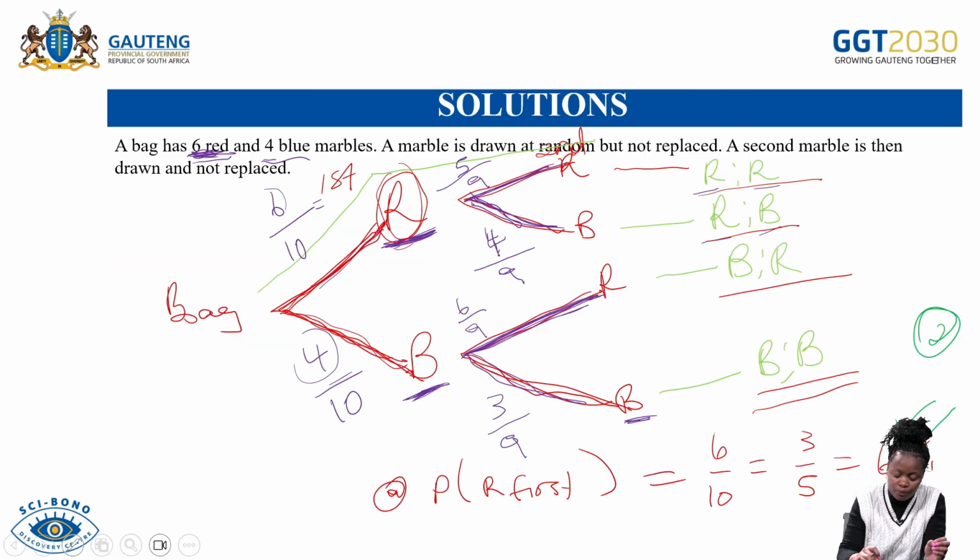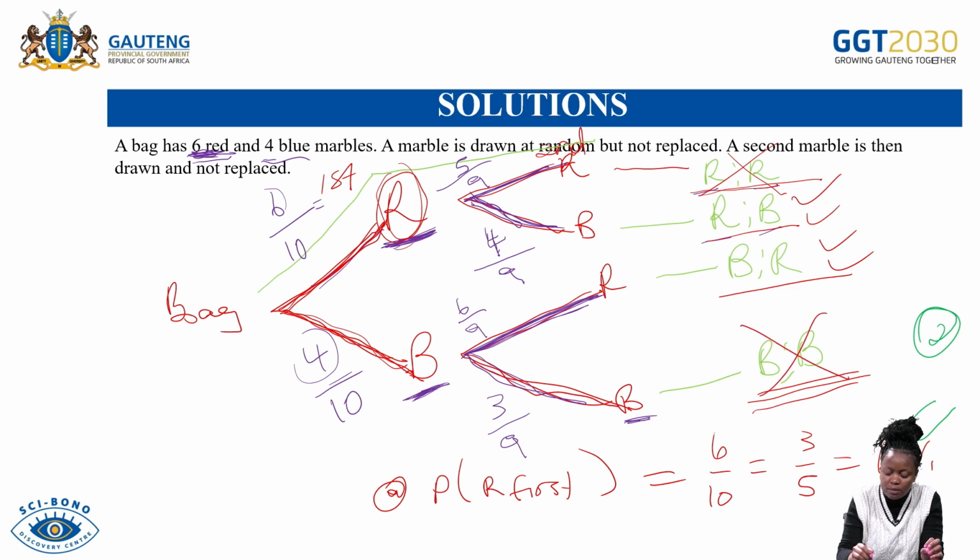So you check your tree diagram, you can see that this one is red and red, so this one is out, and then you have red and blue. This is what we're looking for. You've got a red marble, then a blue marble. You move to the second one, you have a blue marble, then a red marble. Yes, that's what we're looking for. And then a blue and a blue, we are not looking for this one. So it means we're only going to take the red and the blue and also the blue and the red.